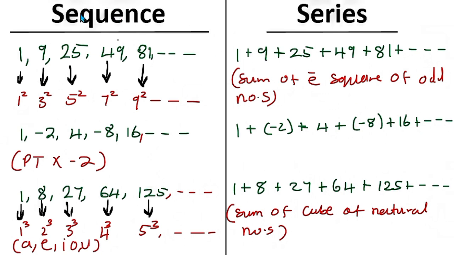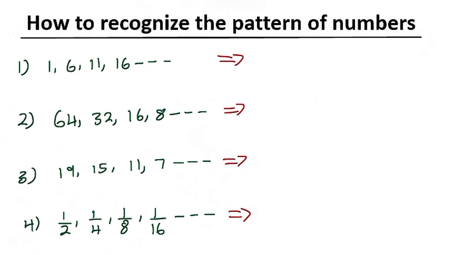So in a sequence, the items are arranged or collected in a defined order, and in a series we just sum up the items in the sequence. Now let's look at how we can identify patterns. For us to identify patterns, it is important to arrange the numbers in increasing or decreasing order, and then check if the numbers are increasing or decreasing.